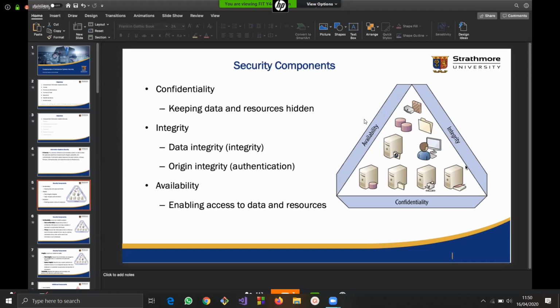Fair enough. So yes, availability is focusing on authorized users being able to access the data at any given point in time. Yeah. So availability focuses on users being able to access the data. Authorized users. Yeah?